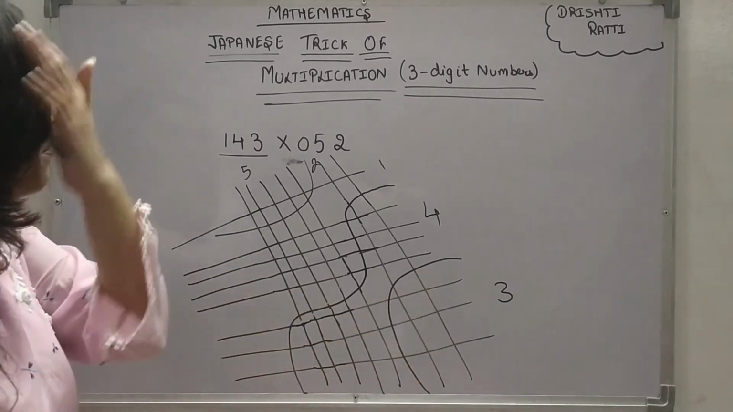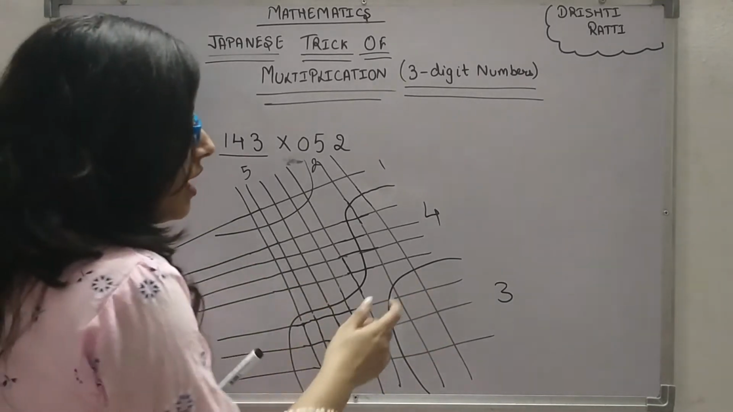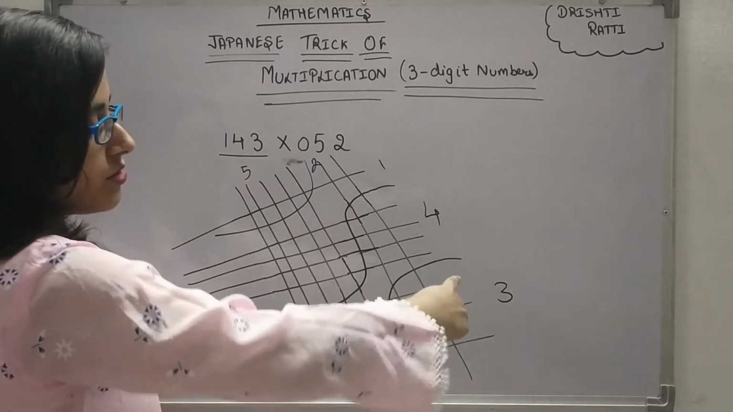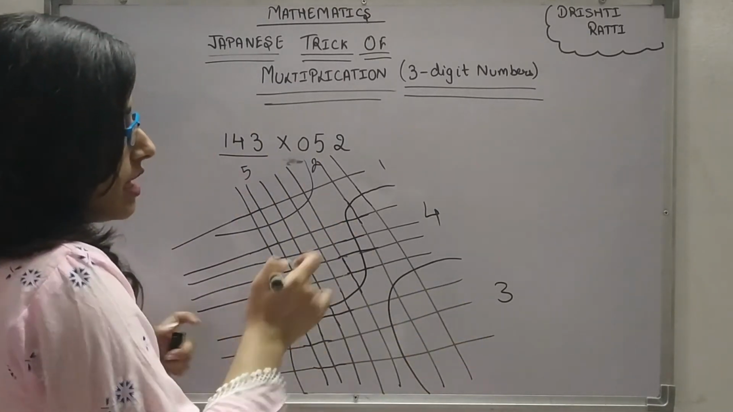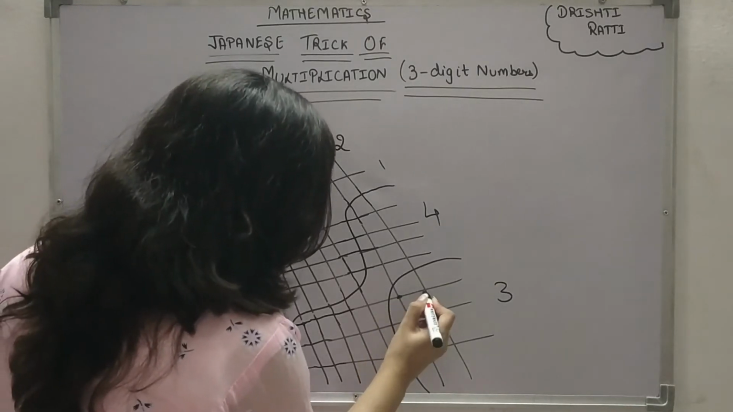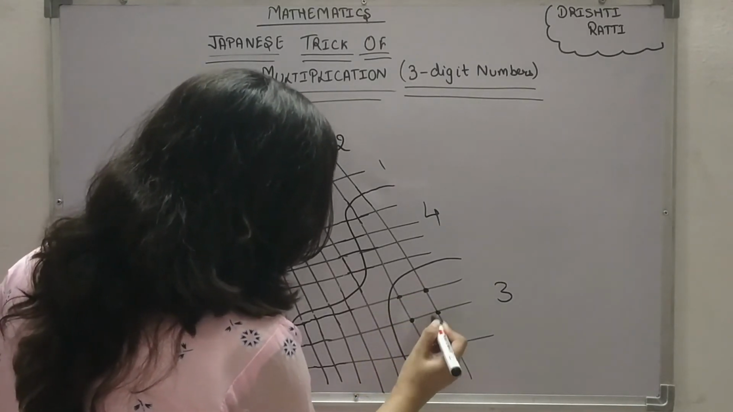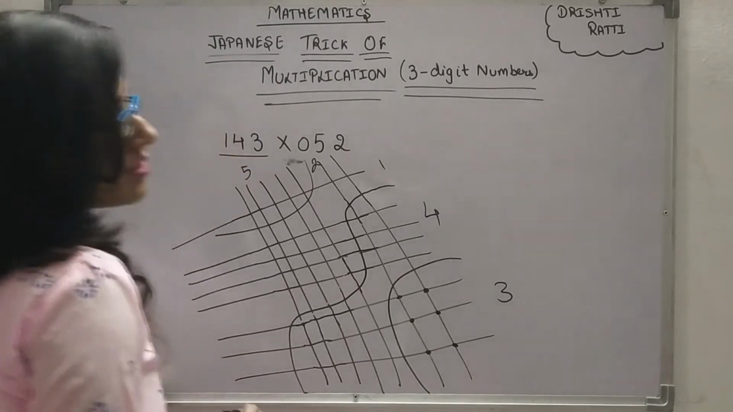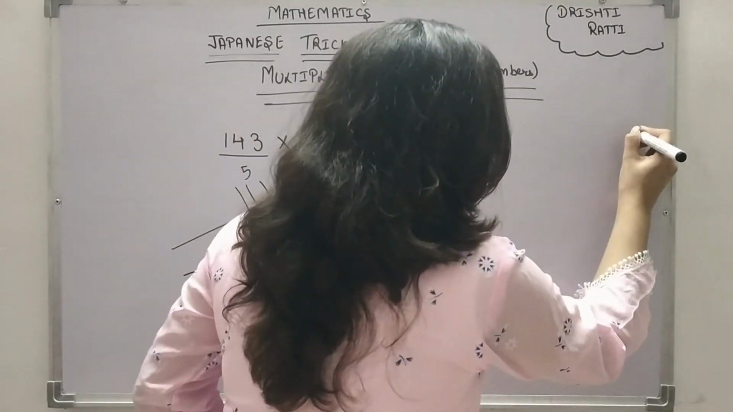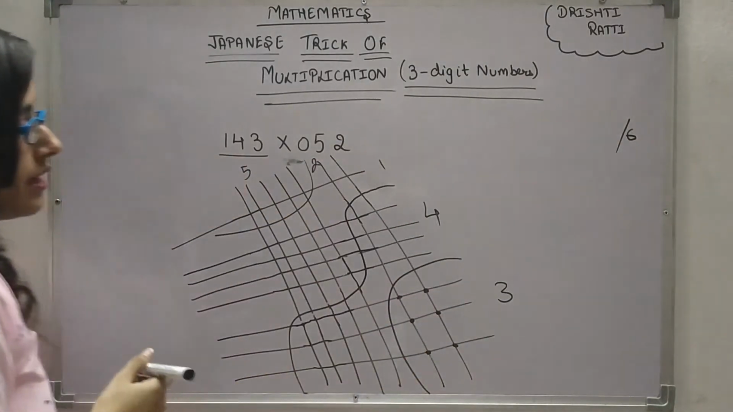Now let's count the number of intersecting points over here. It is 2 lines this way, 3 lines this way. 3 into 2 is 6. You can count that also: 1, 2, 3, 4, 5 and 6. 6 intersecting points. So I'm writing the number 6 like that.